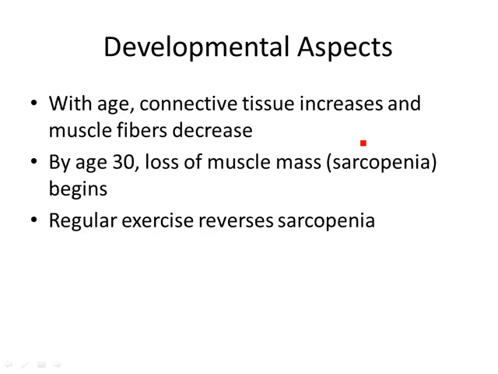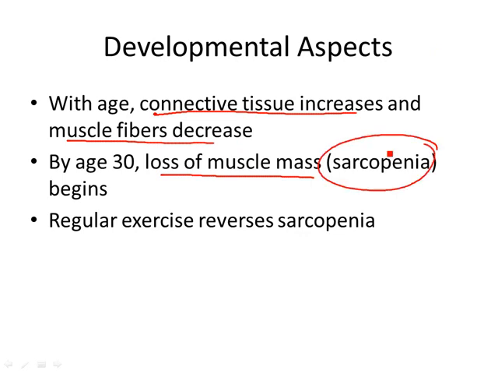All right, as you get older, you start to get more connective tissue, okay? Think about those muscles, and you have the epimysium and the perimysium, and you have fat associated with muscles, okay? As you get older, you tend to have more fat, less muscle. So by the age of 30, you basically lose about 30% of your muscle mass. And that's called sarcopenia. All right?